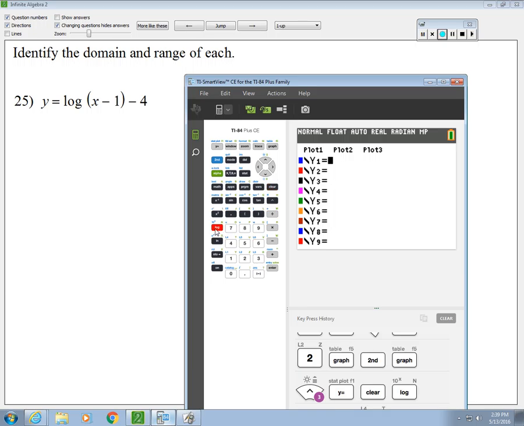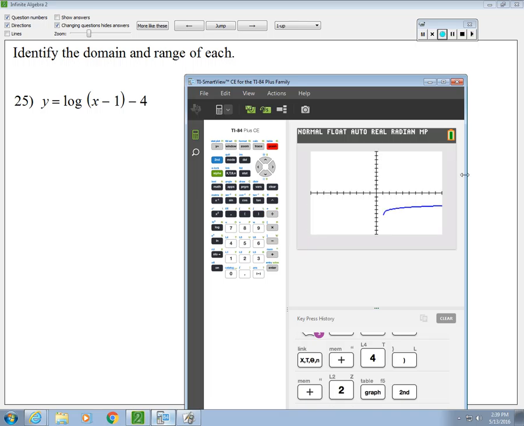Okay, so log of x minus 1, minus 4. Okay, so they want to know the domain and the range. Now remember, with logarithmic functions, even though it doesn't show it, this continues to approach that asymptote at 1 forever, but it never touches it. So, what is the domain? 1 to infinity. What's the range? Correct, all real numbers. It's always that for logs. Kind of like it was always that for domain with exponentials, but they're inverses of each other.